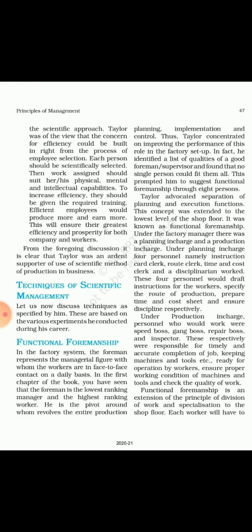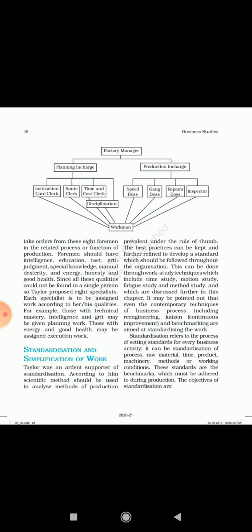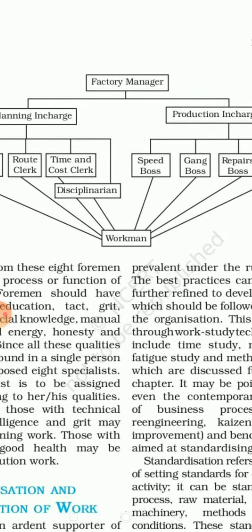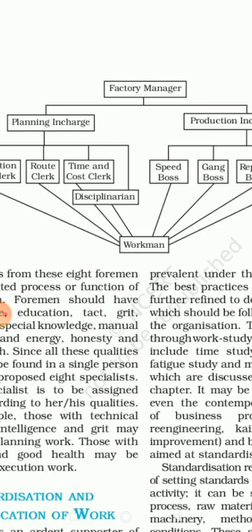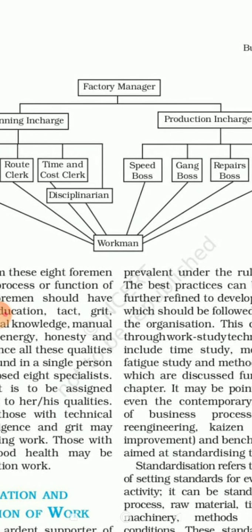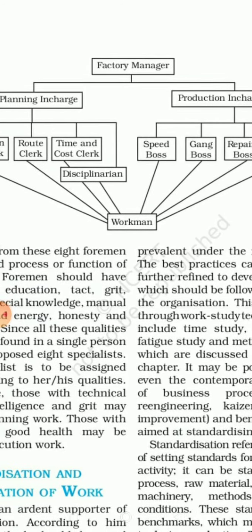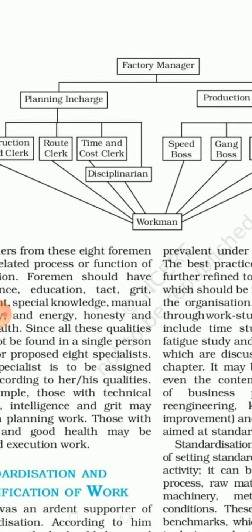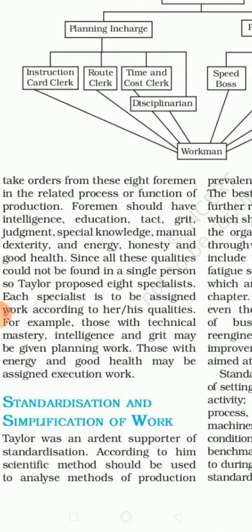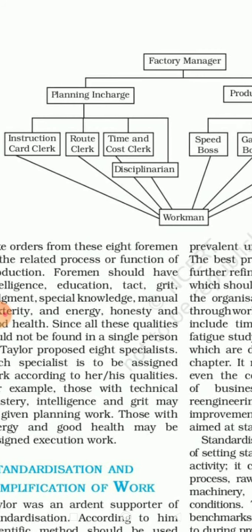Just see this figure. In this figure, you can see the factory manager divided in two parts, planning in charge and production in charge. Then planning in charge is divided in 4 parts and production in charge is divided in 4 parts. And then all these 8 members work on the worker. In this way, Taylor is trying to manage the worker.